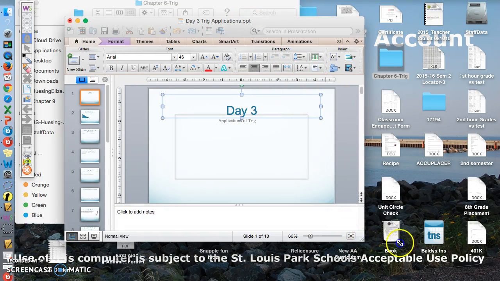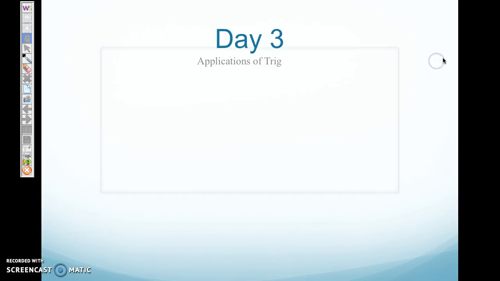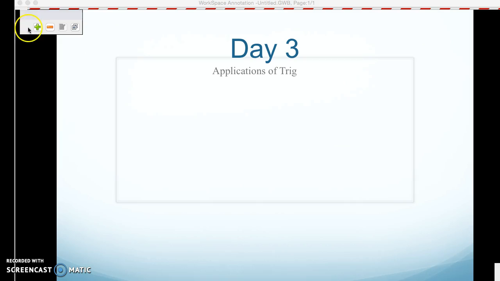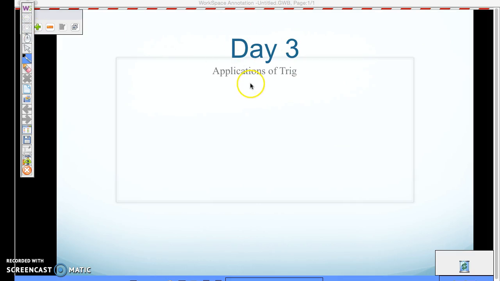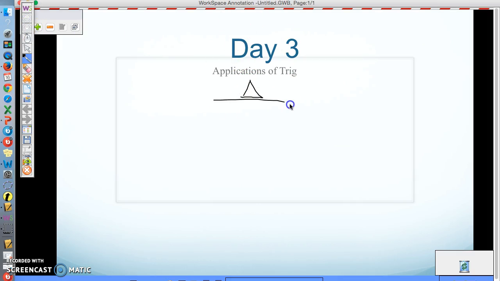So today we're going to go back to day 3 and take a look at some of the applications of all this trig we've been doing. As a reminder, we've been looking at triangles. So we always have to determine whether it's a right triangle or if it's a non-right triangle. And then we have our options here.